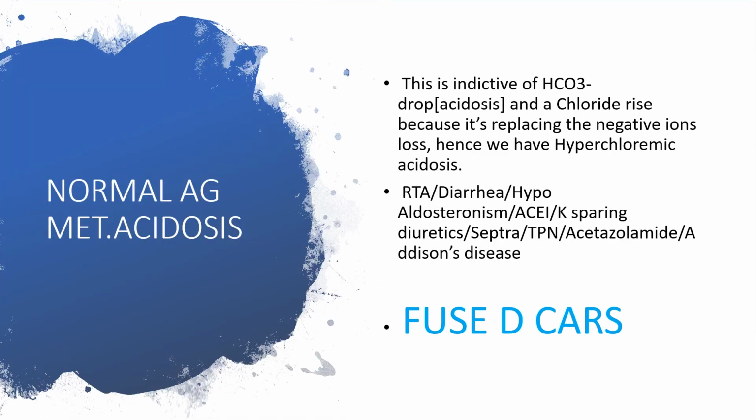In the case of normal anion gap metabolic acidosis, that will be indicative of bicarbonate ion drop. Okay, so when HCO3 minus has dropped, then what will happen? Chloride will rise because the chloride ion must replace the negative ions that have been lost. Hence, we'll be dealing with hyperchloremic acidosis.